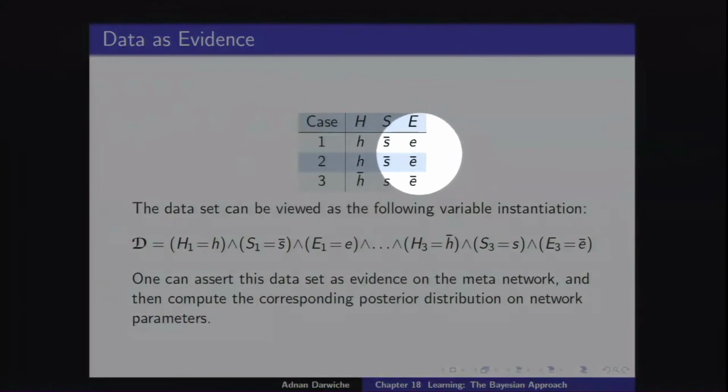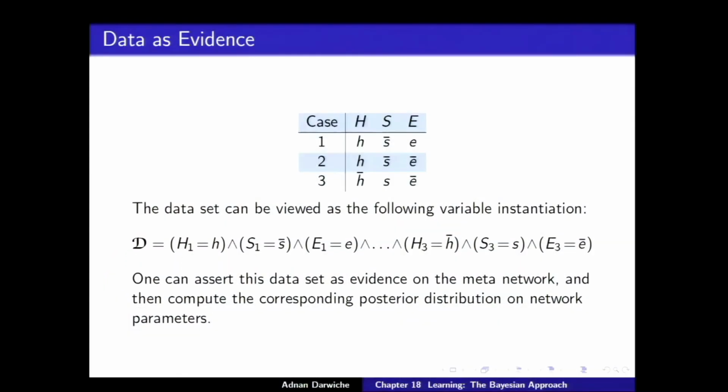Now, we kept saying data evidence. Well, that's what we mean. The data set can be viewed as the following variable instantiation. So when I do this, I'm looking at it. H1 is this, S1 is that, E1. So this first row or first example is this. Second example that, the third example is that, right? And now that is evidence now as we know it. It's a variable instantiation. All right, folks. So I think notationally and semantically we have pinned this down now nicely.